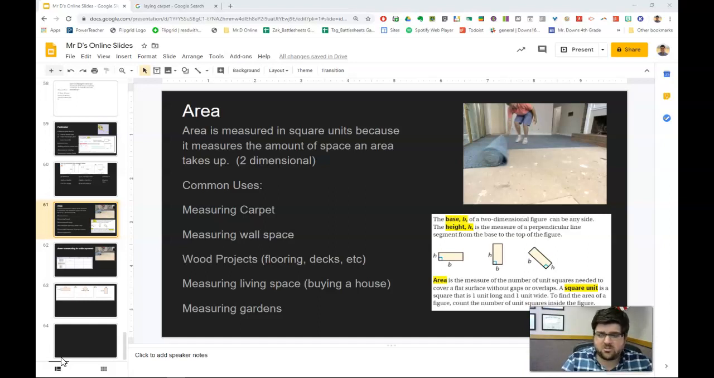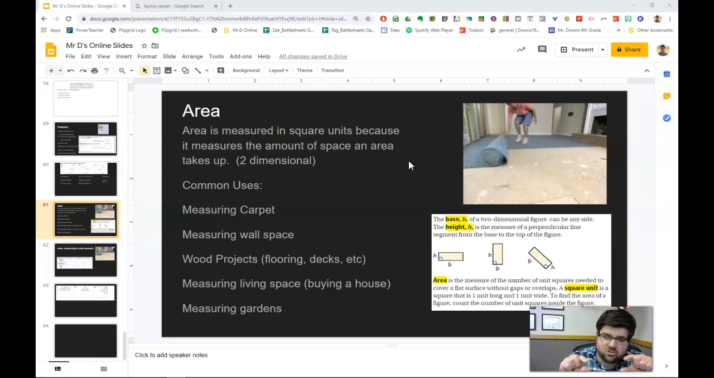Now, where perimeter measures the space around something, area actually measures the amount of space. So if you look up here, I've got a dude from the 90s laying down a carpet pad that he's going to put carpet on top of. Now, for him to lay carpet, he did not need the perimeter of the room. He needed the dimensions of the room, but he didn't calculate perimeter to lay down the carpet.